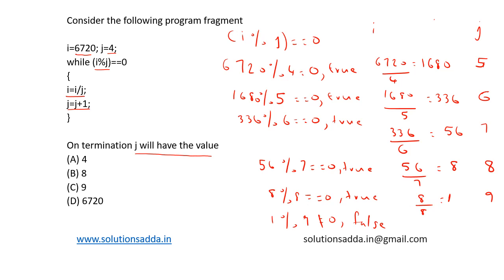So the condition is violated and the loop is getting terminated. On termination, the value of j is equal to 9. So based on the options, option C is the right choice.